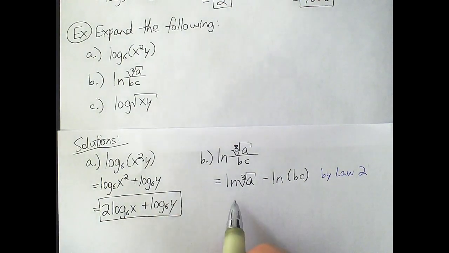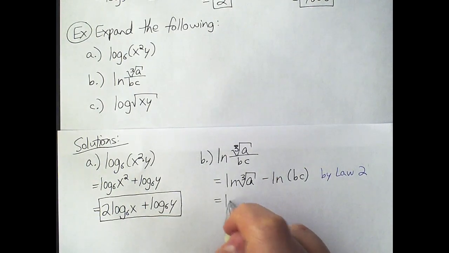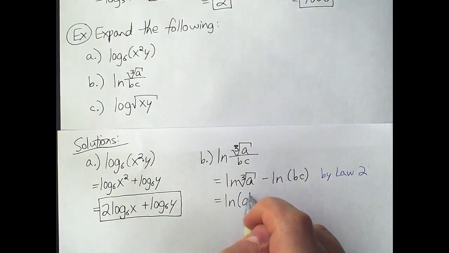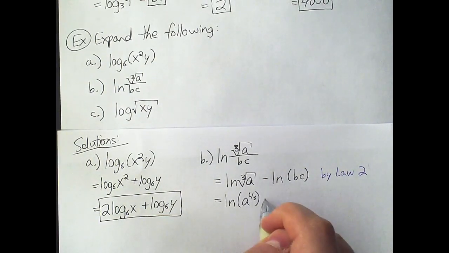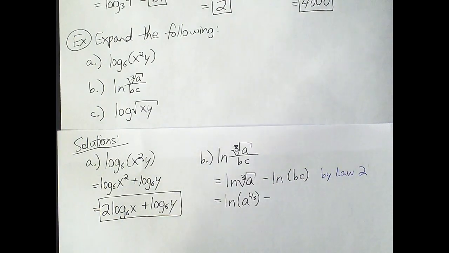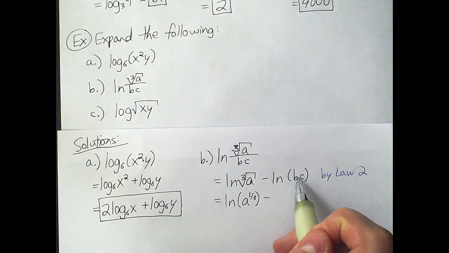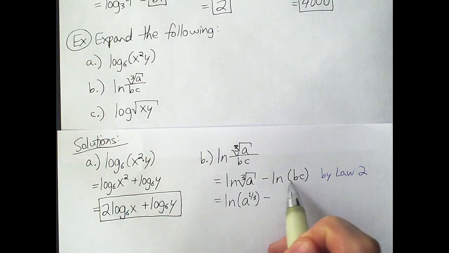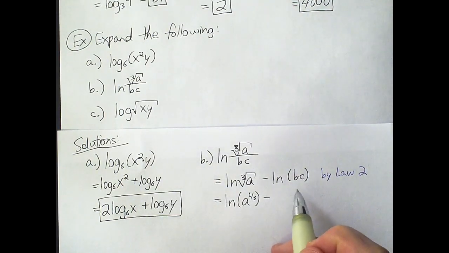Okay. Now, what can we do with this? I think I'm going to do 2 things at once, if we're okay with that. The cube root of A, I prefer to think of that as a to the 1/3. That's the same thing. And ln of BC, I'm looking at that as a product, like B times C. And I'm thinking, I kind of want to use law 1, right? Law 1 says split this up with a plus sign.